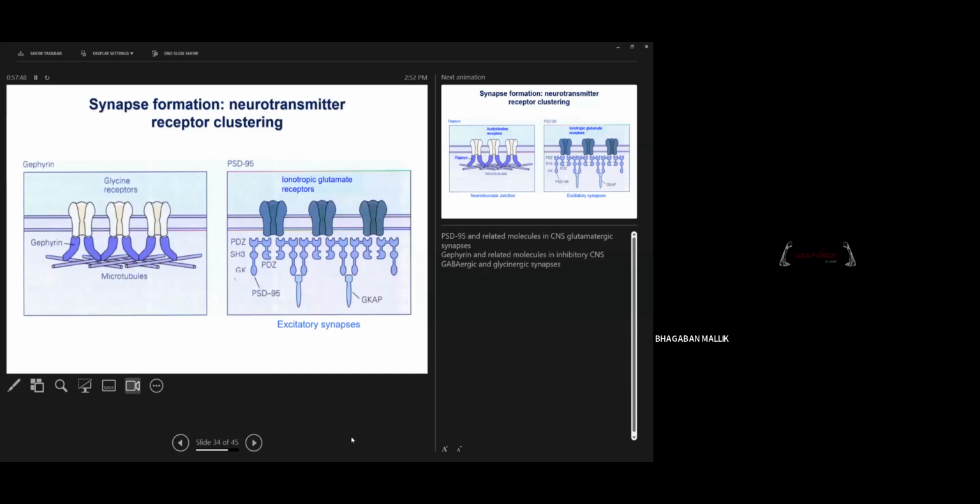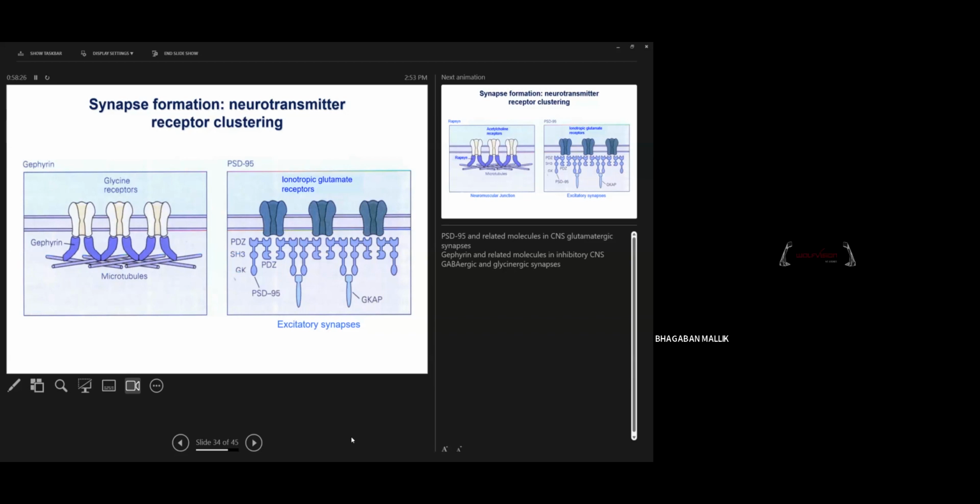So here is showing the CNS synapse. This is an excitatory synapse, and this is an inhibitory synapse. The glycine receptor is at an inhibitory synapse. For clustering of the glycine receptor in the CNS synapse, you require gephyrin. But for clustering of the acetylcholine receptor in the muscle, you require DOK7, and you require agrin at the NMJ. In the CNS synapse, you require gephyrin for inhibitory synapse clustering of the glycine receptor.